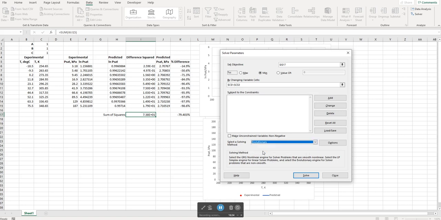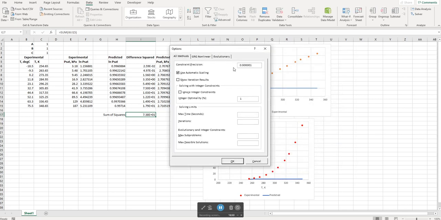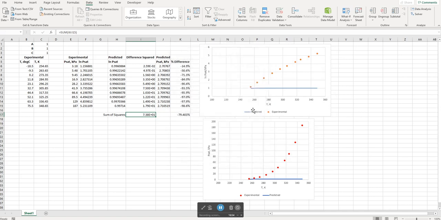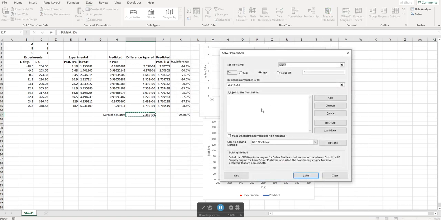The evolutionary method searches for an overall solution, a global solution, and we aren't going to do that. So we're going to stick with this. There are options here. You can set the constraints and things like that. I'm not going to worry about those right now. But this is how we set up the solver.